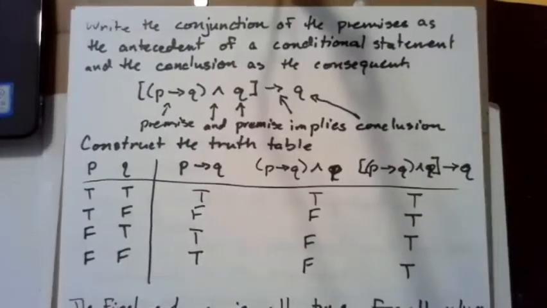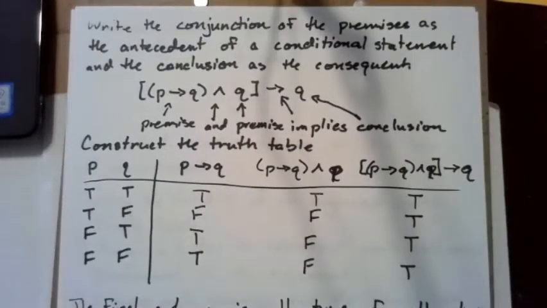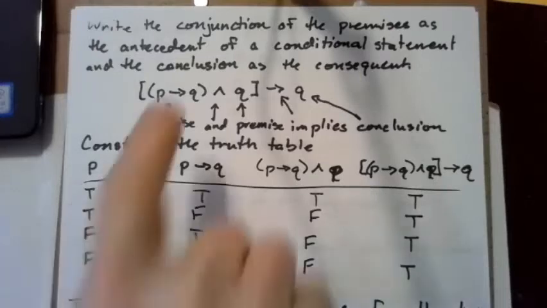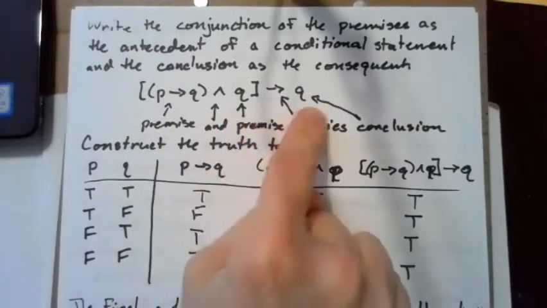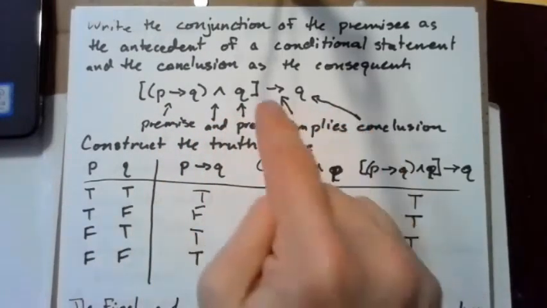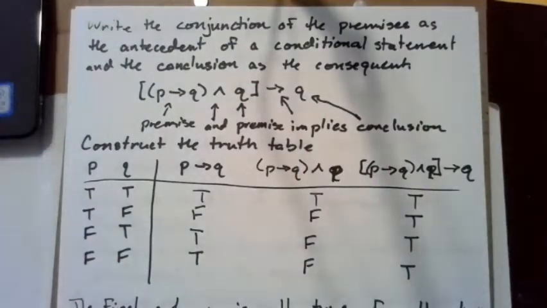Now we write the conjunction of the premises as the antecedent of a conditional statement and the conclusion as the consequent. So here we have if P then Q and Q implies Q. That should be and P implies Q. Fix that.